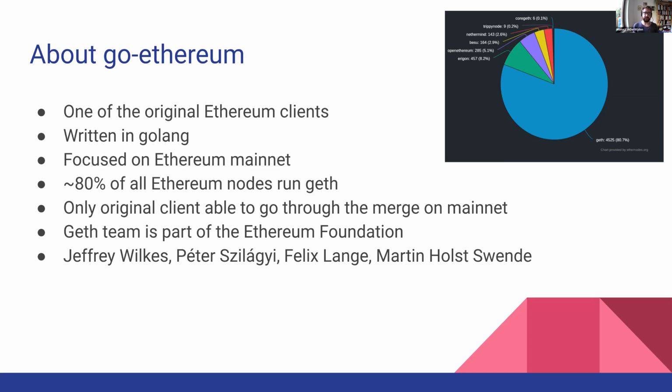The Go-Ethereum client is written in Golang, and our focus is specifically the Ethereum mainnet. Other clients like Besu or Nethermind or Erigon also focus on other testnets, other chains, private networks, but Go-Ethereum is purely focused on the Ethereum mainnet, and we support some of the other testnets only for Ethereum mainnet testing, basically. And Go-Ethereum is the only original client that is able to go through the merge on mainnet. Nethermind, Besu, and Erigon are also able to go through the mainnet transition, but they joined later.